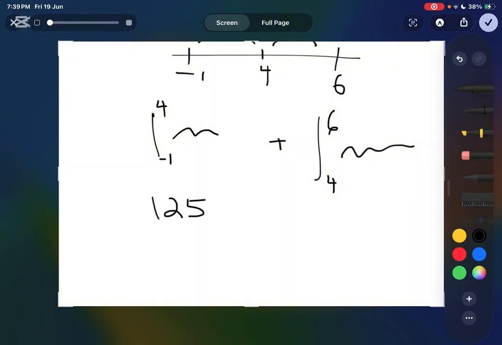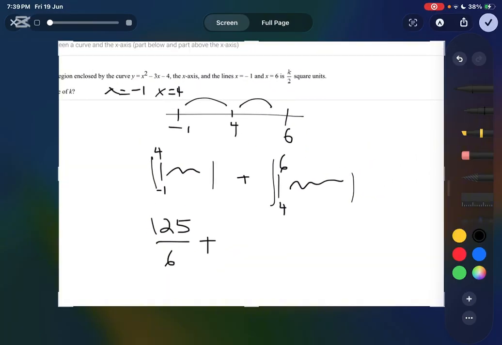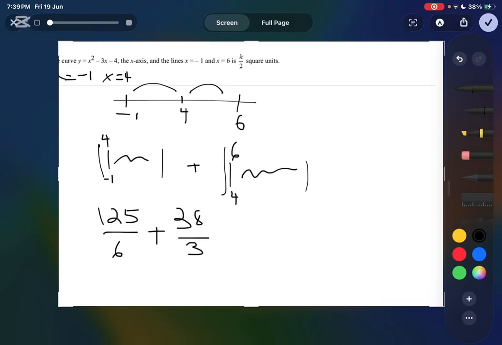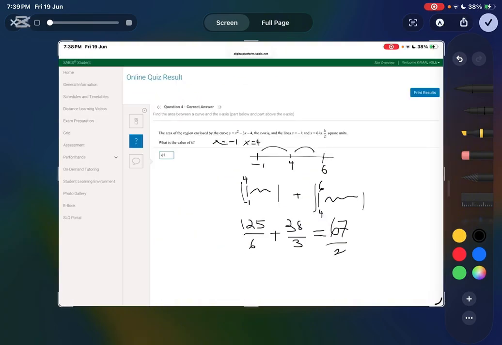The first one gives 125 over 6, by the way, absolute value. Then you do 4 to 6 of the equation, which is x squared minus 3x minus 4, and you get 38 over 3. Then you add it to 125 over 6, and you'll get 67 over 2, and that's your final answer.